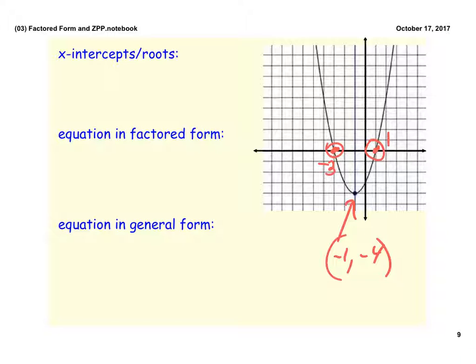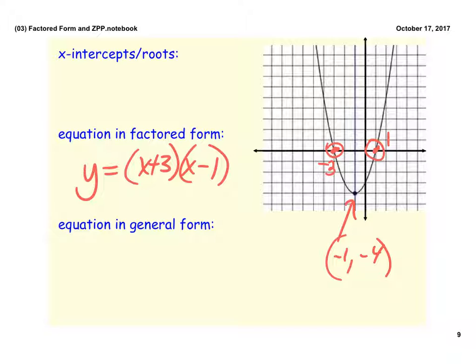If I had to pick between those two, I think I'd rather write it in factored form. Here's what you should have written in factored form: x plus 3, x minus 1. Raise your hand if you had that one. Okay, good, down on this side of the room.